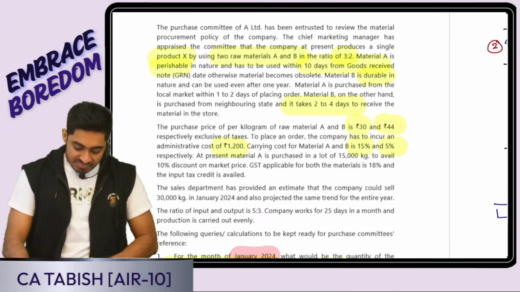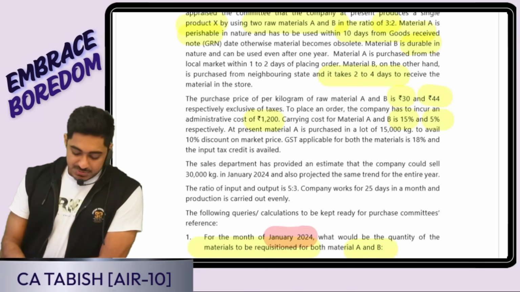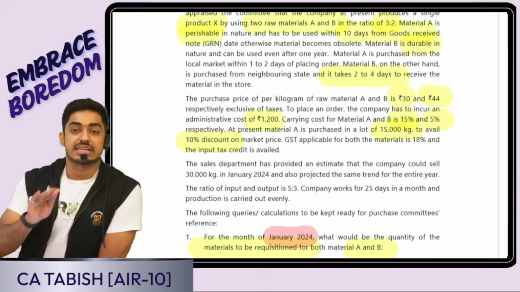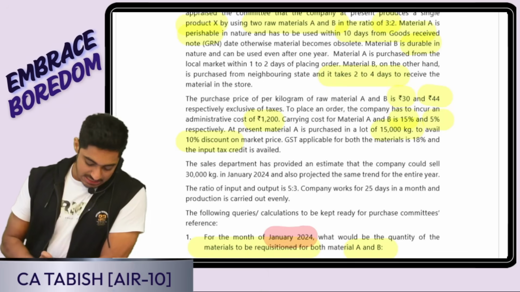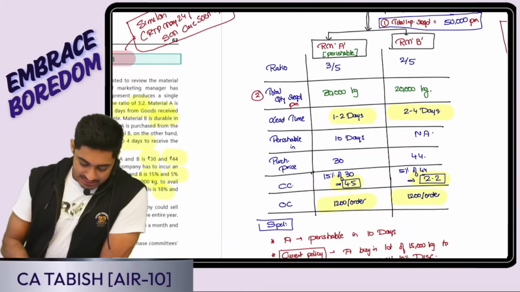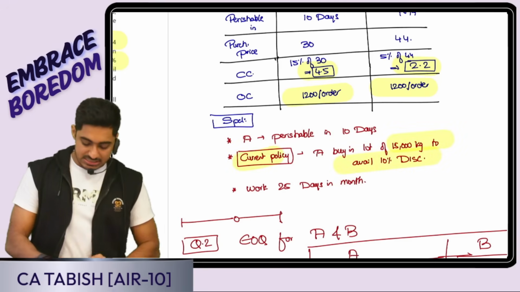Great. At present, material A is purchased in a lot of 15,000 kg to avail a 10% discount on the market price. Right now, how am I buying? 15,000 kg I am buying. GST applicable is 18% and ITC is availed. ITC is availed, so it is not going to be a cost. So raw material A, currently, how am I buying A? 15,000 kg I am buying in order to get the 10% discount. Okay, great.